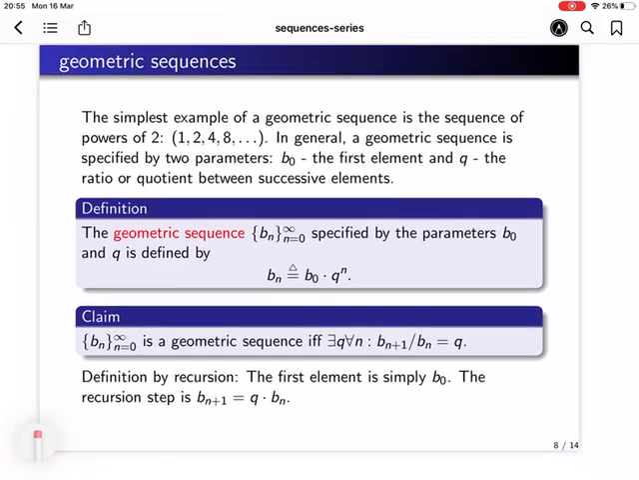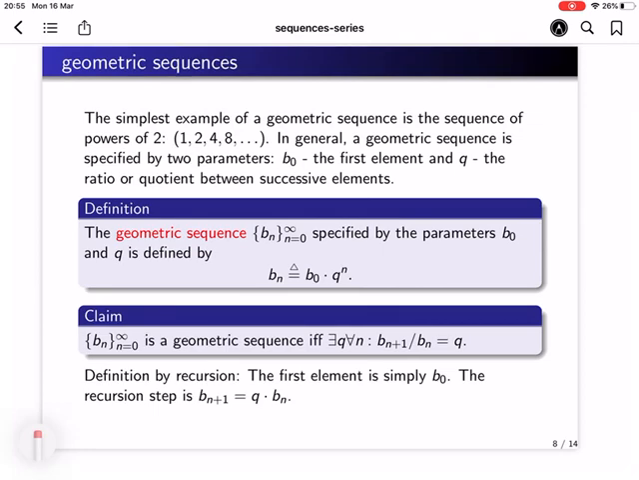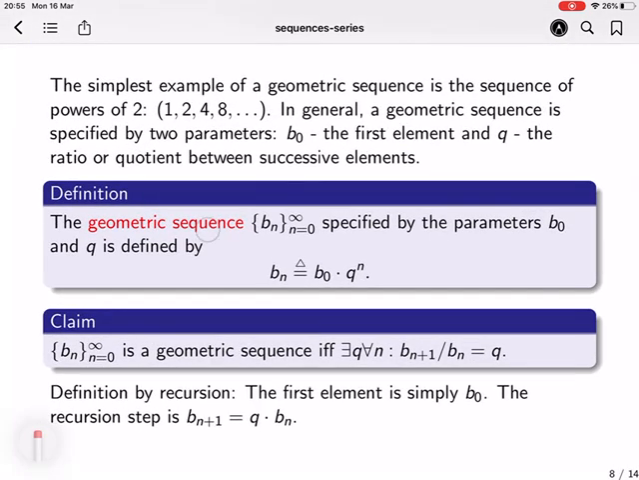So instead of looking at differences, we're looking at ratios. So a geometric sequence bn, specified by the parameters b0 and q, is defined by bn equals b0 times q to the power of n. Good. The claim now says that bn is a geometric sequence if and only if there exists a ratio q such that for every n, b(n+1) over bn equals q. And the proof of this claim is quite similar to the proof that we had of the analogous claim in the case of arithmetic sequences.